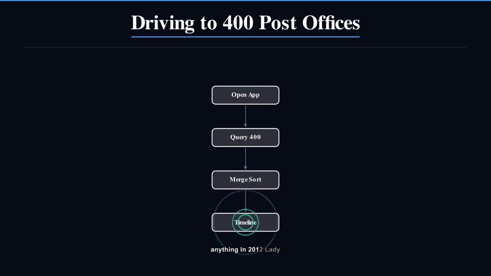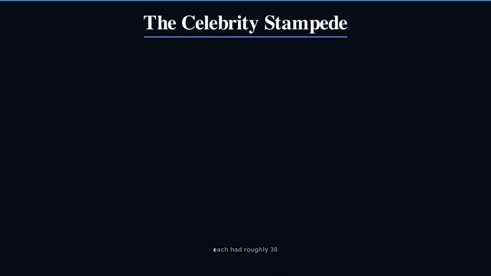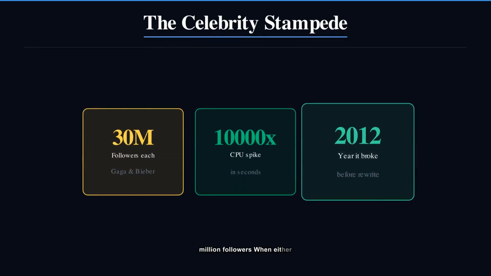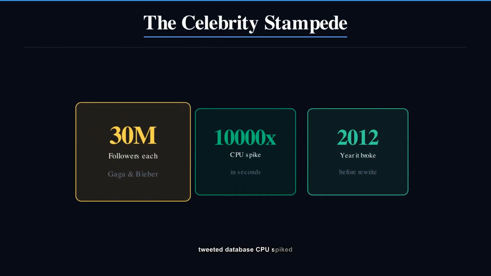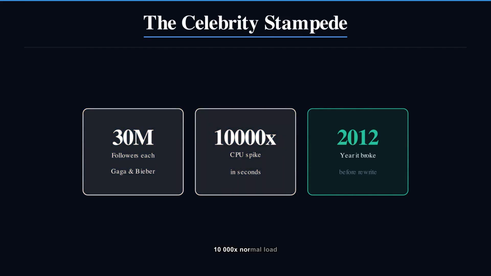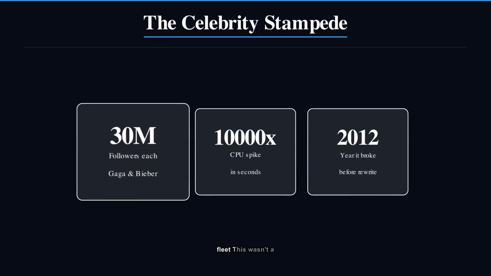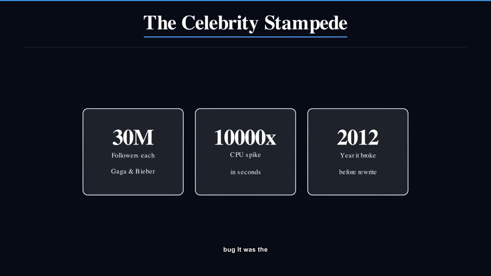anything. In 2012, Lady Gaga and Justin Bieber each had roughly 30 million followers. When either tweeted, database CPU spiked 10,000x normal load in seconds. Pagers fired across the entire engineering fleet. This wasn't a bug, it was the naive architecture hitting its physical ceiling.